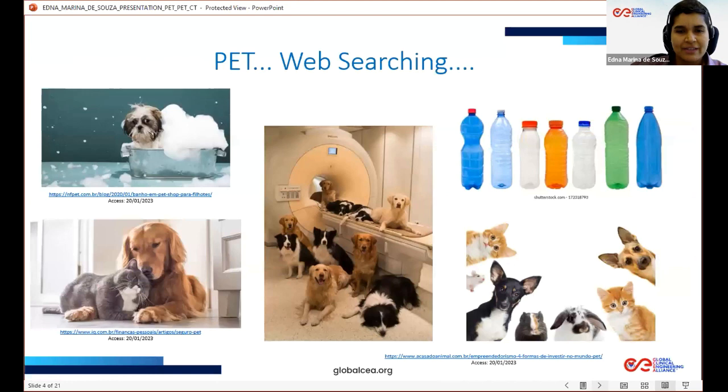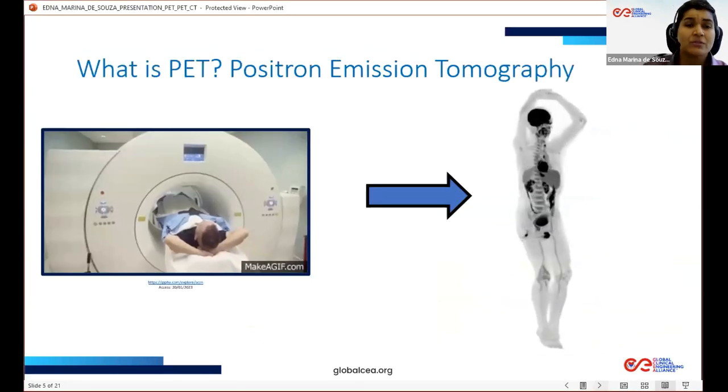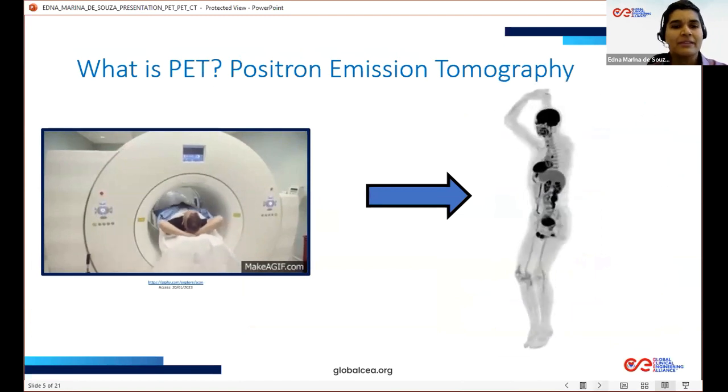If you search the word PET on the web, that's what we see, basically. A lot of dogs, cats, pigs, even bottles, and despite being cute, it's not what we are looking for right now. We are trying to find something about medical imaging techniques, right? Next, please. So what is PET?